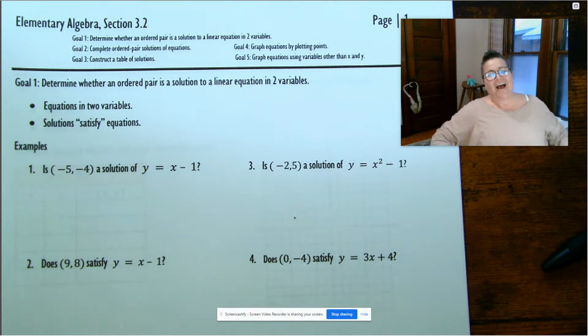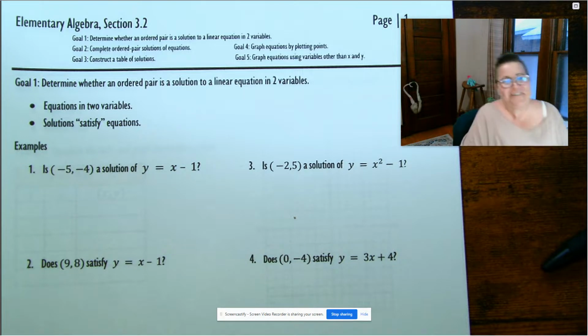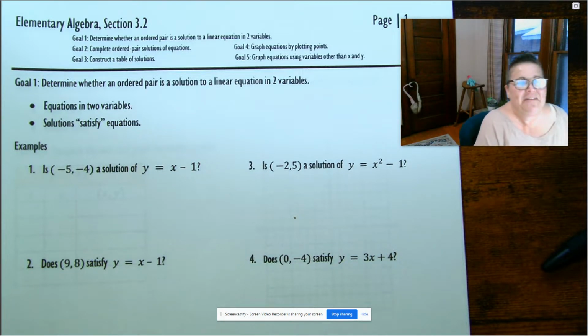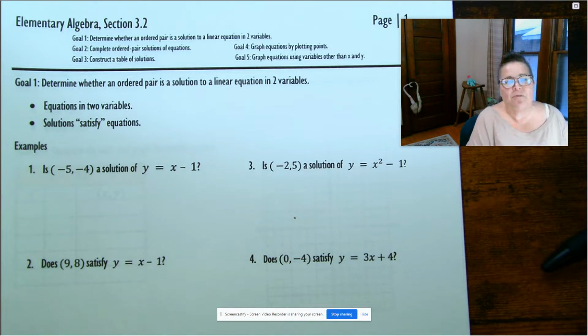We are working on Chapter 3, Section 2 today. We're going to look at whether or not an ordered pair is a solution to a linear equation. We're going to complete some ordered pair solutions, construct tables, and use that table to graph the equation by plotting the points. And then we're going to graph the equation using some variables other than x and y, just to quite simply prove that it doesn't have to be an x and a y.